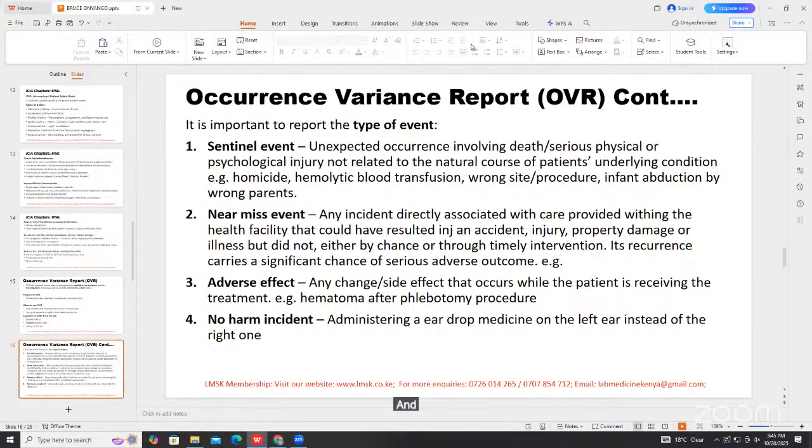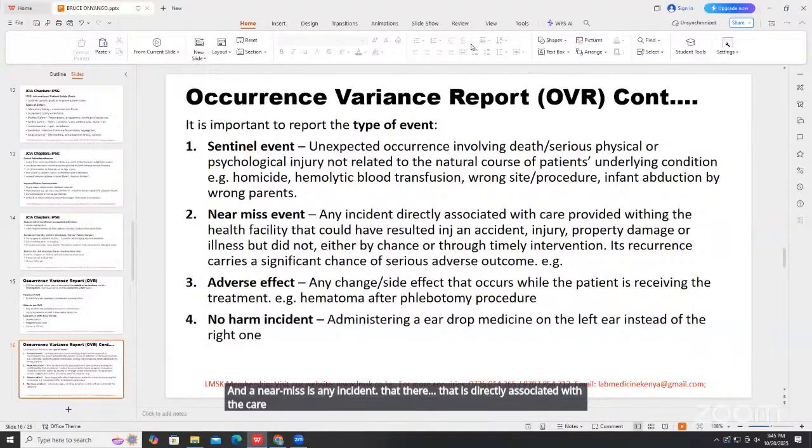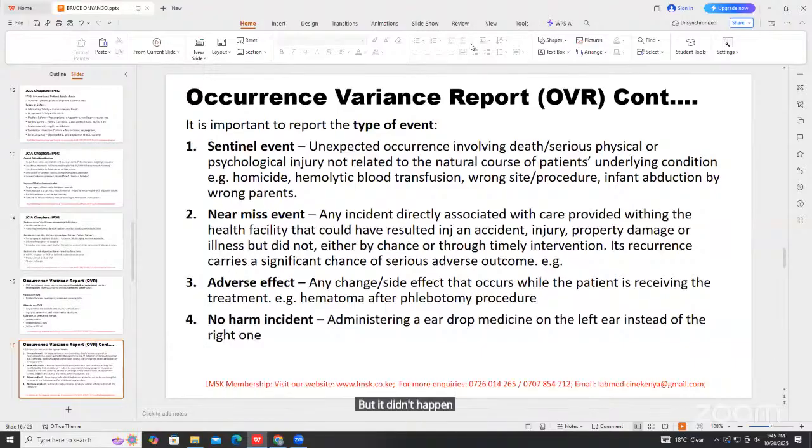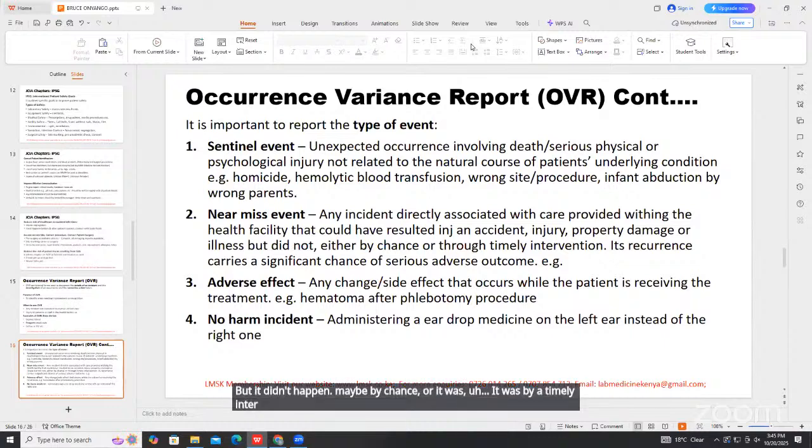And a near miss is any incident that is directly associated with the care that you are providing, but it didn't happen maybe by chance, or it was by a timely intervention. So that is the difference, Susan.